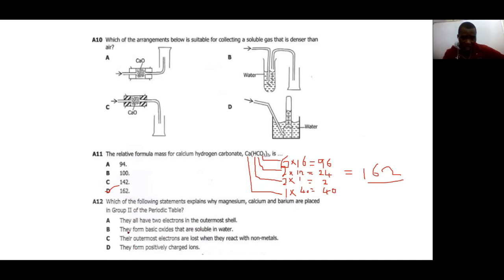Which of the following statements explains why magnesium is placed in group two? So the reason why it is placed in group two, the other things might make sense, but the reason is because the valence electrons is two. Valence electrons is simply the number of electrons in the outermost shell. This is why A is our best answer.